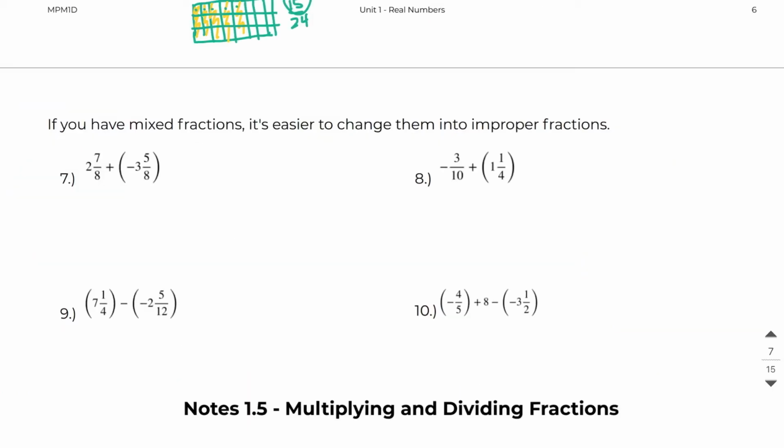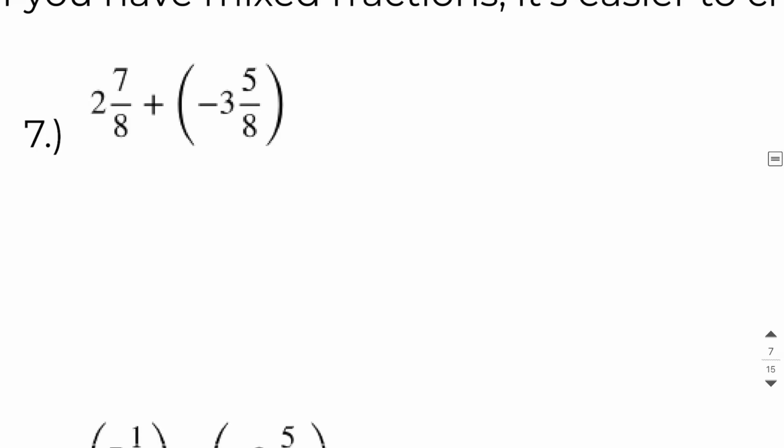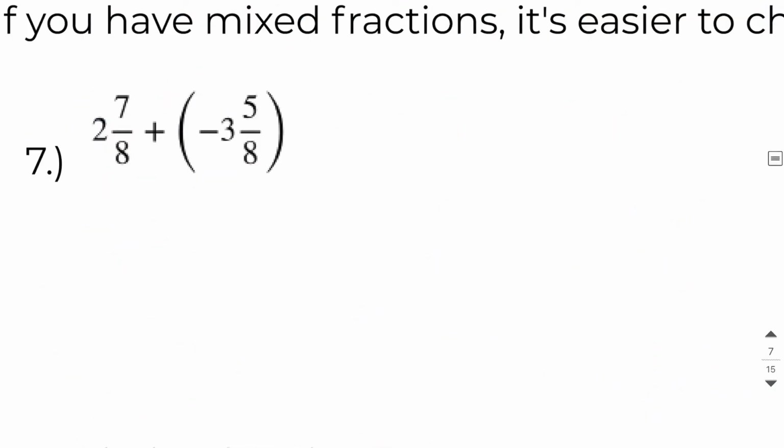Okay, on the next page, it says if you have mixed fractions, it's easier to change them into improper fractions. And I'm going to explain to you why in this example right here in question number 7. But first of all, we have a double sign that we just do not want, so we're going to get rid of that double sign. Sorry, if we have plus a negative, it becomes a minus sign. So this becomes 2 and 7/8 minus 3 and 5/8.